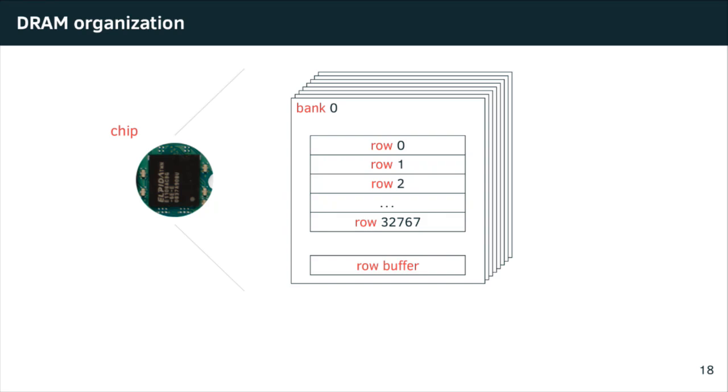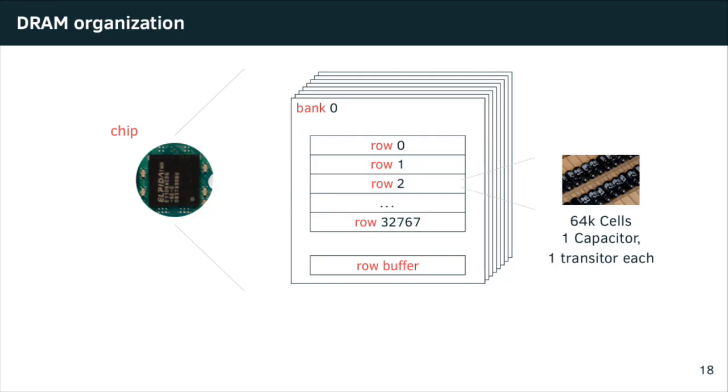32,000 rows of the bank. And you probably guessed it, this is where we have our capacitors. The capacitors are part of a cell, and a cell consists of a capacitor and a transistor each. This means that each bit takes only 2 electronic components to be stored. The transistor is there for control so that we actually get a chance to read and write the bit.